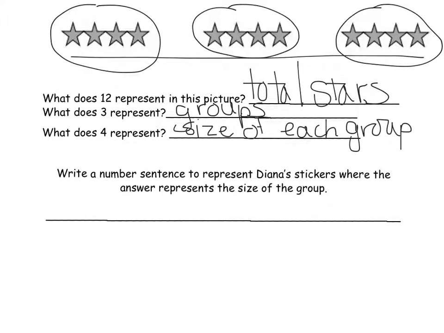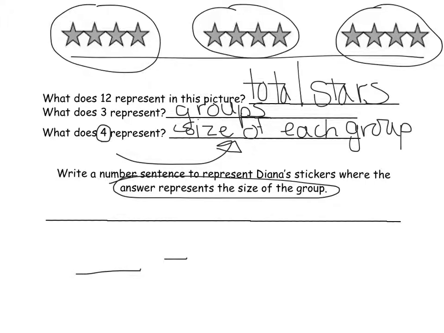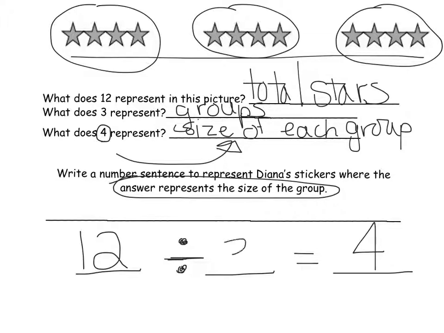We want to write a number sentence to represent Diana's stickers where the answer represents the size of the group. Well, in this case, the size of my group is 4. 4 is the size of the group, or the amount of each group. So if I have a division sentence, here's my division sentence, blank divided by blank, the size of the group I know is going to be 4. I have 12 stars altogether. I'm dividing these 12 stars into 3 groups. 12 divided by 3 equals 4.